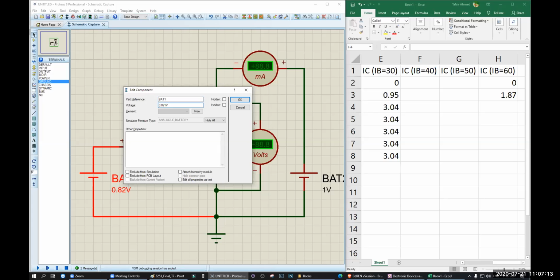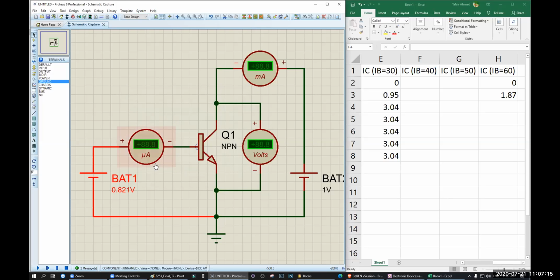Sir, what could be IB 40 and 50? No, you can do it by yourself. I'm not going to do it because they are actually the similar process, okay? You can make all of it and you can do it by yourself. I want to check the last one, that's why. So you do it by yourself, okay, by the same process.